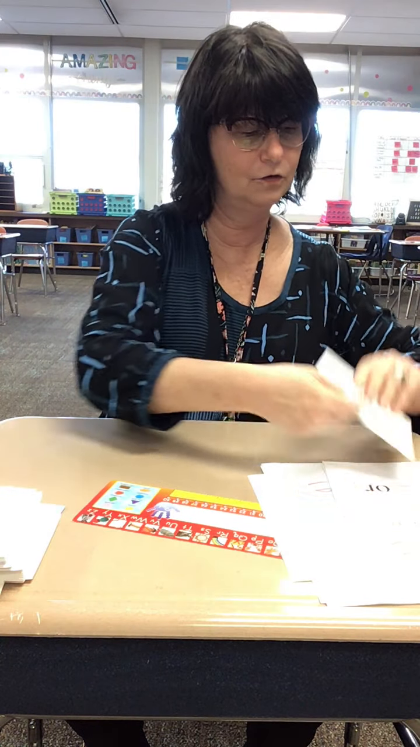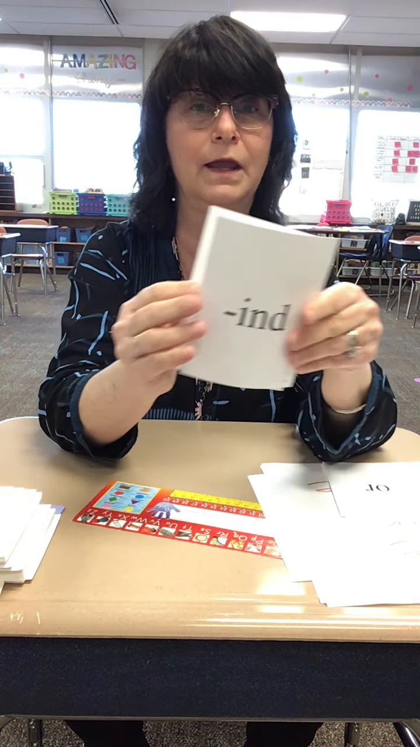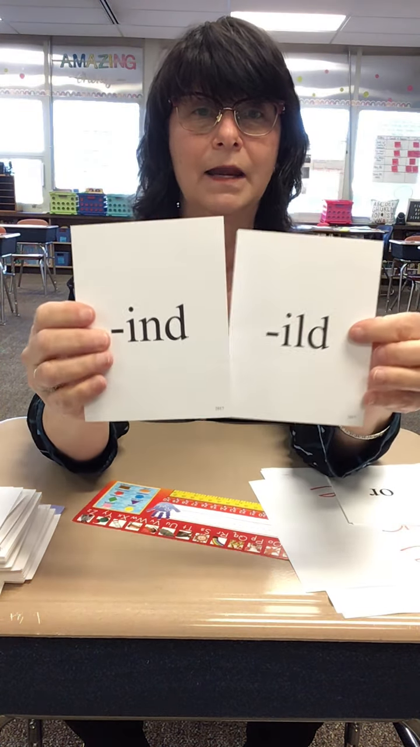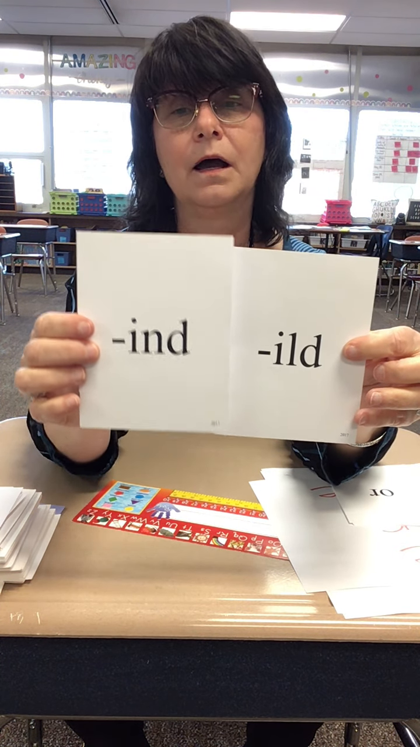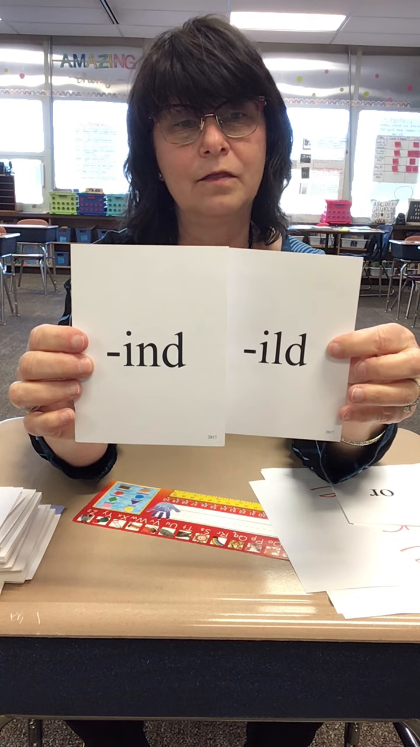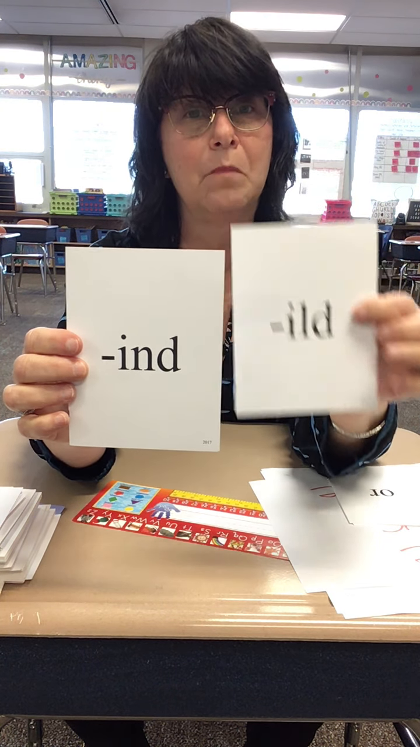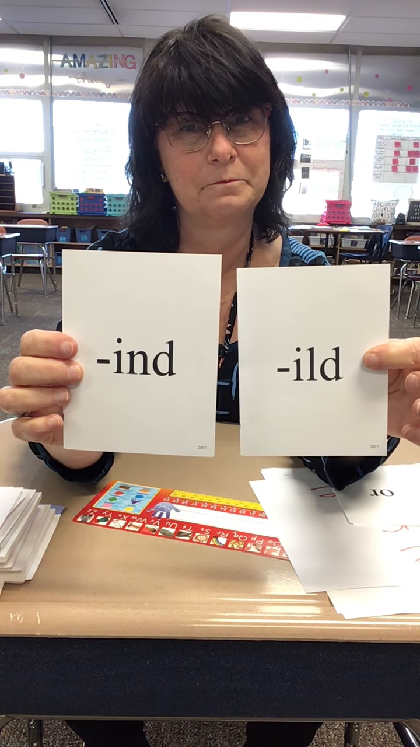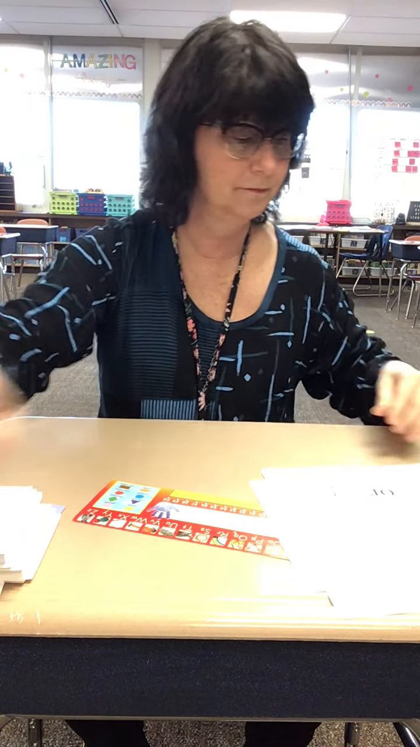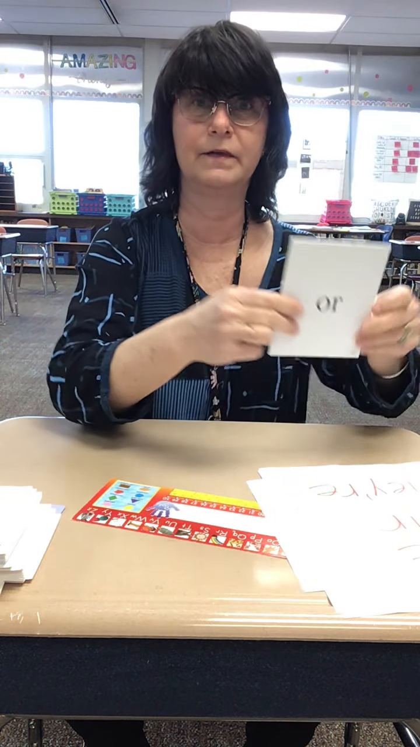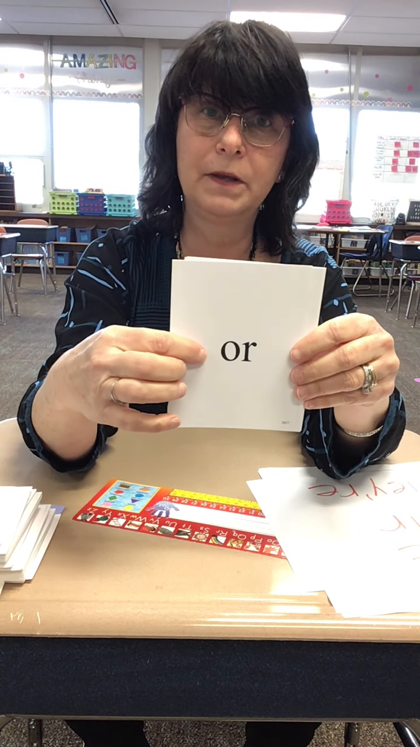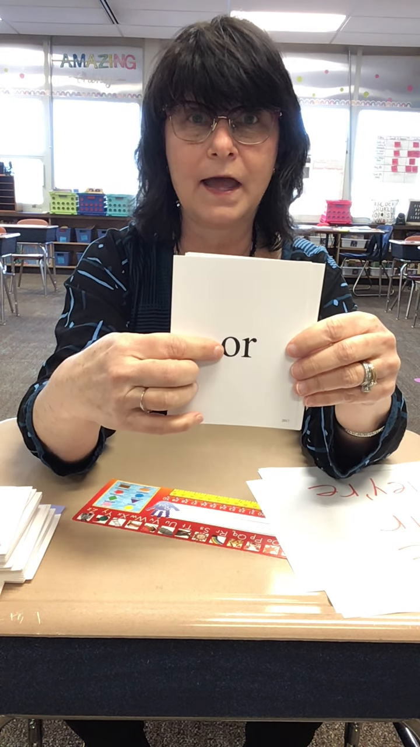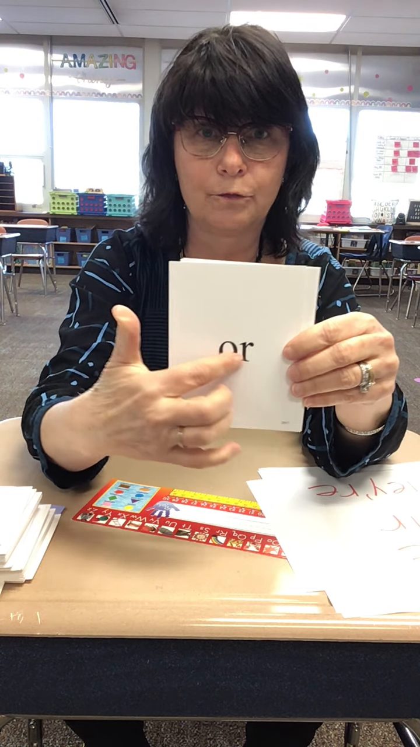All right, these are some sounds that we learned last week. Ind and ild. This one's like kind, and this one is like mild. Okay. And we also talked about these sounds last week. Or could be inside a word. If you see that, it'll help you sound out the word. Look for or.